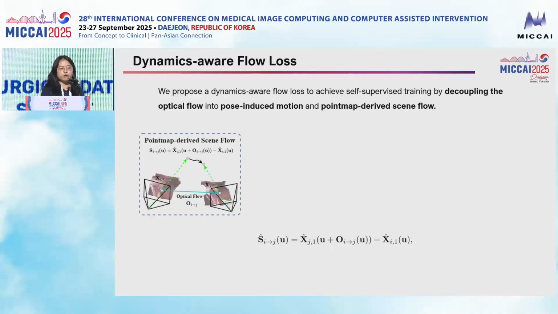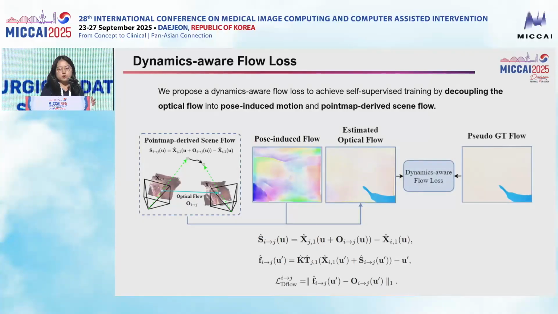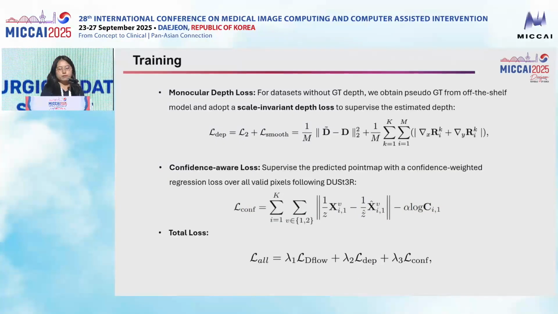Specifically, we first adopt the RAFT model to derive the optical flow to indicate the 2D correspondence between consecutive frames. Then starting from this 2D correspondence, we can obtain the 3D correspondence, and then we can obtain this scene flow. And then from our estimated poses, we can obtain this pose-induced flow. Then after combining them together, we can get this estimated optical flow and then apply the dynamics-aware loss between our estimated flow and the pseudo-GT flow, which is from the off-the-shelf model.